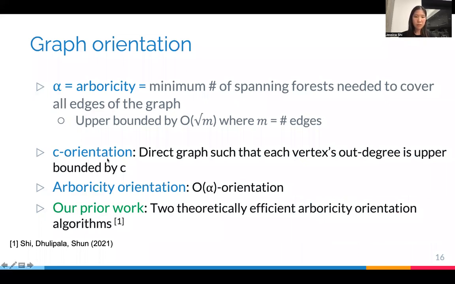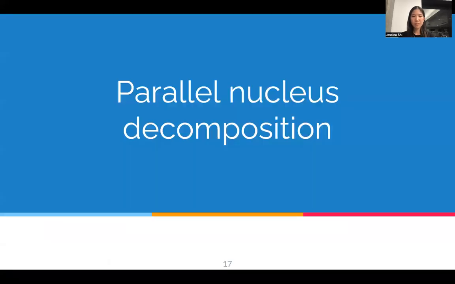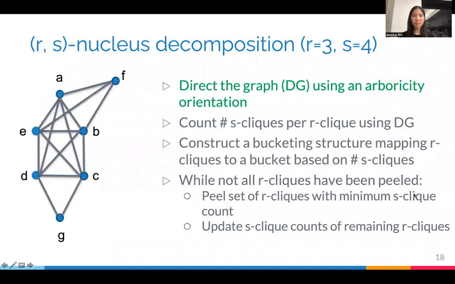In particular, we'll be looking at c-orientations, or a directing of the graph such that every vertex's out-degree is upper bounded by c, and we'll be looking at arboricity orientations, or O(alpha) orientations. So in our prior work by myself, Liu, and Shun, we developed 2 theoretically efficient arboricity orientation algorithms that we'll be using in our nucleus decomposition algorithms. So now I'll talk about our actual parallel nucleus decomposition algorithm.